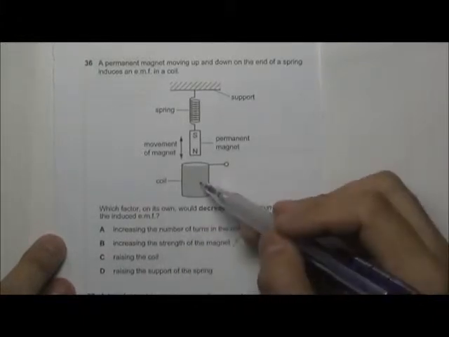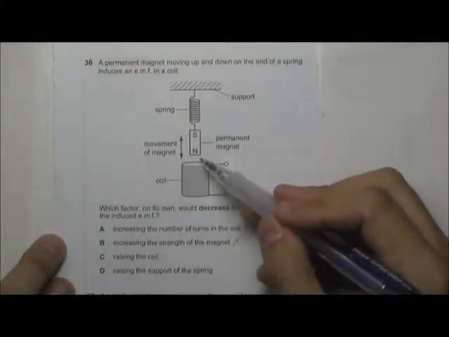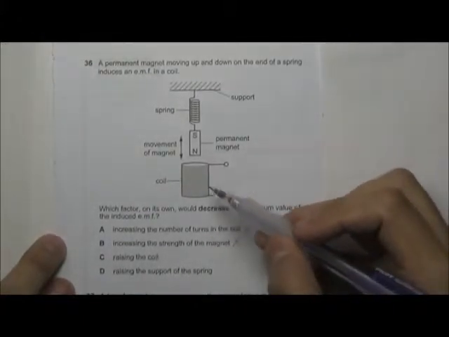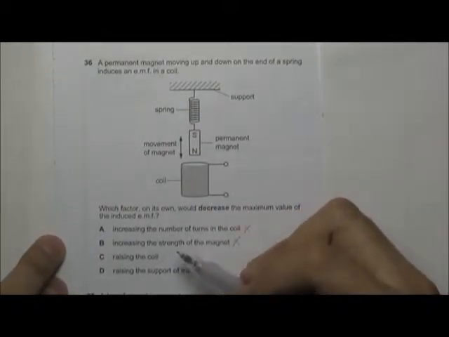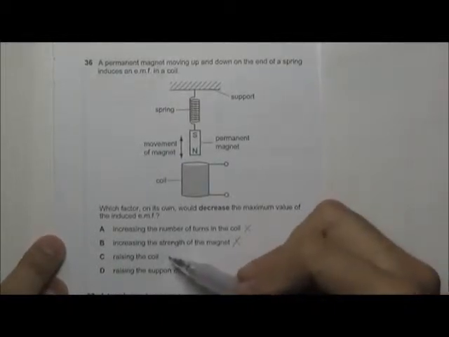Increasing the strength of the magnet, it will also increase the EMF induced. And raising the coil, you move the coil nearer to the magnet, so the coil will experience a larger change of magnetic line of force linking the circuit, hence it will result in a larger EMF. So this is wrong as well.